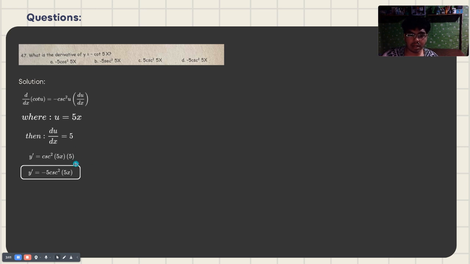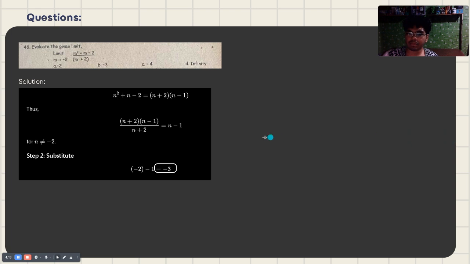So y prime is equal to negative cosecant squared times 5x times 5. Apply chain rule. Then y prime is equal to negative 5 cosecant squared times 5x, which is letter D. That will be our final answer for number 47: negative 5 cosecant squared times 5x.